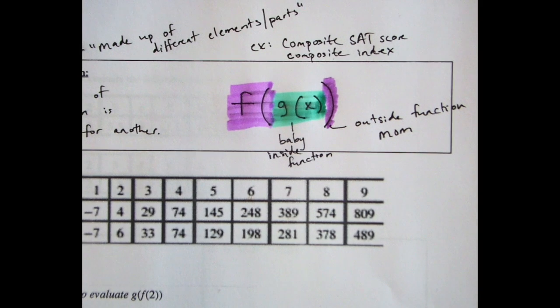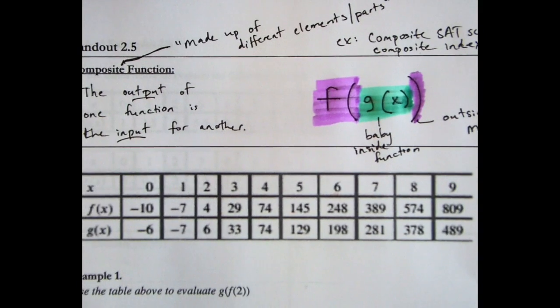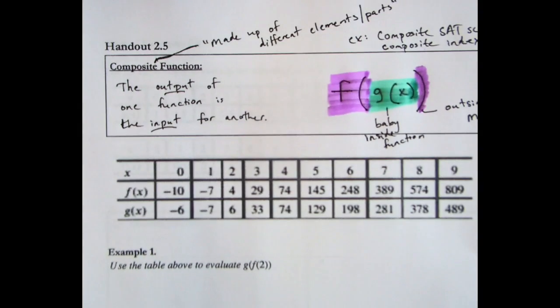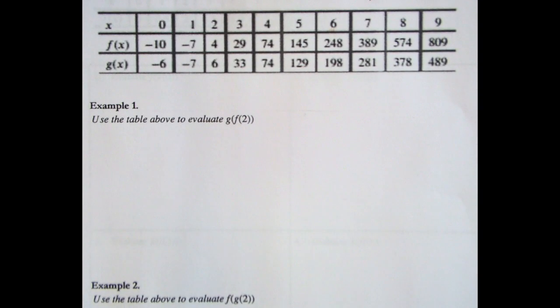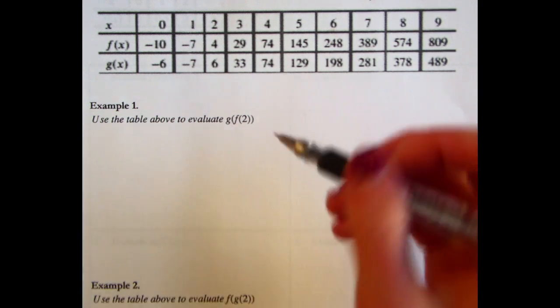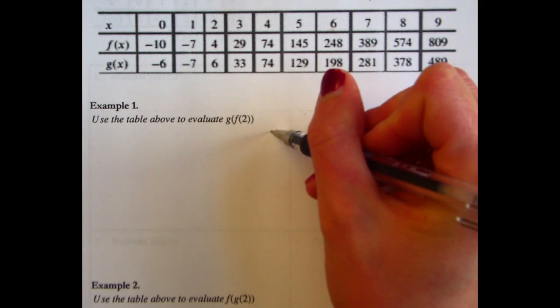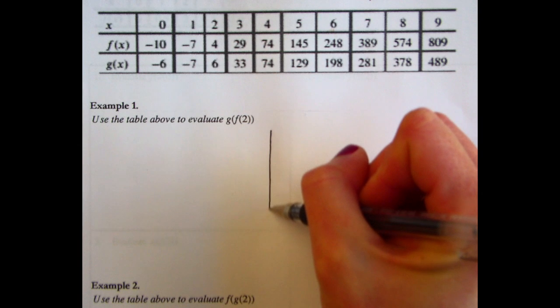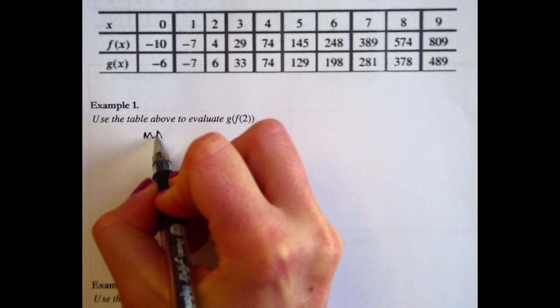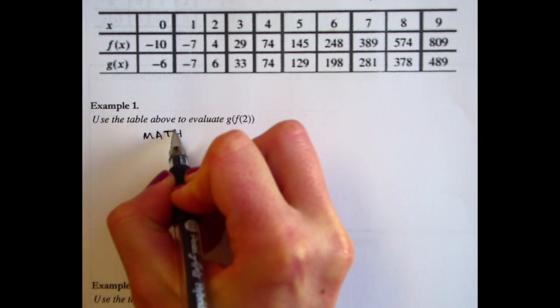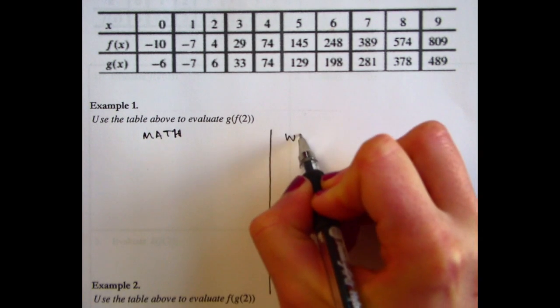So, how are we going to evaluate these crazy looking composite functions? The first thing we're asked to do is evaluate g of f of 2. G of f of 2. For this example, I'm going to divide into two columns. On the left side, I'm just going to show you the math. And then on the right side, I'm going to show you some writing or some justification for what I'm doing.